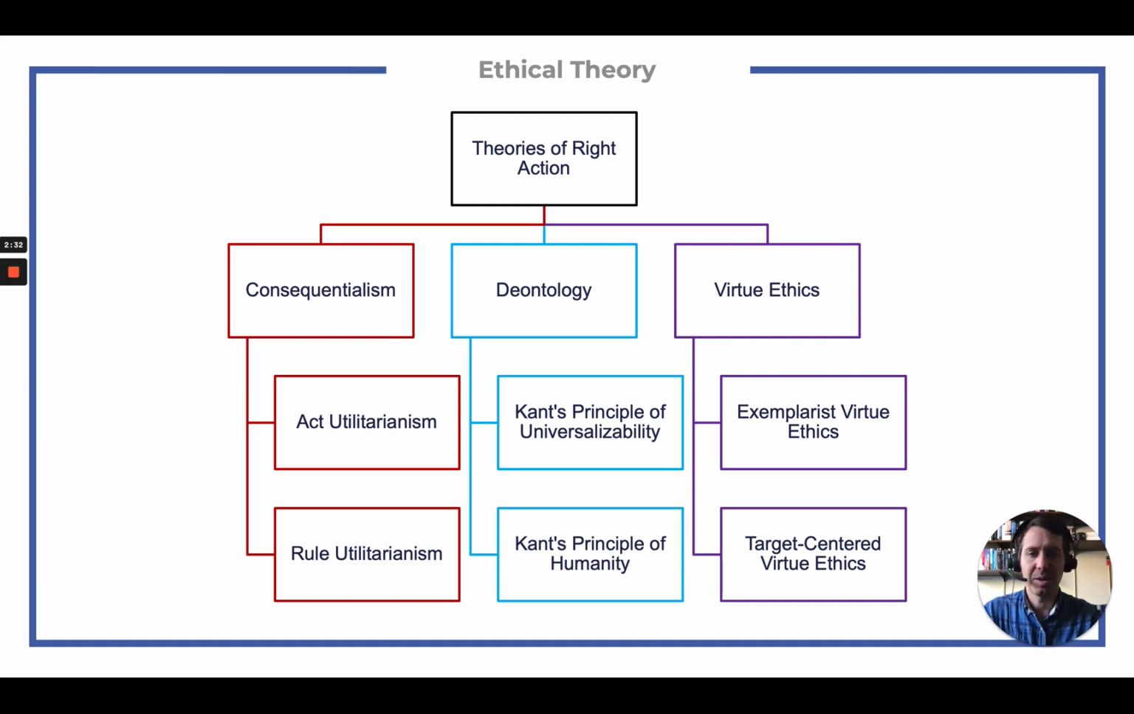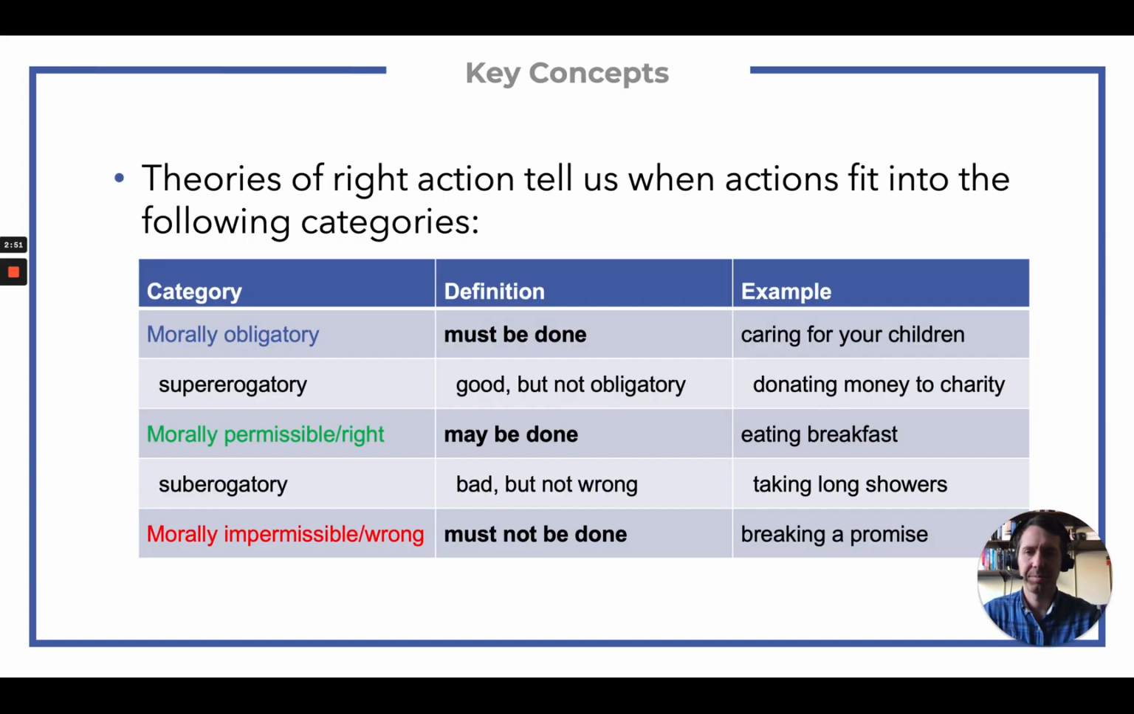And then within virtue ethics, there are different versions of that as well. So you might have an exemplarist virtue ethics or target-centered virtue ethics, and you'll learn a little bit more about those in some other videos. Right now, what I want to do is look at the big theories, maybe how those theories work, and try and motivate them a little bit. Before we look at an example, I want to talk about some key concepts.